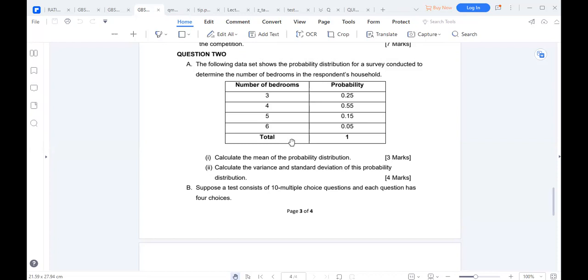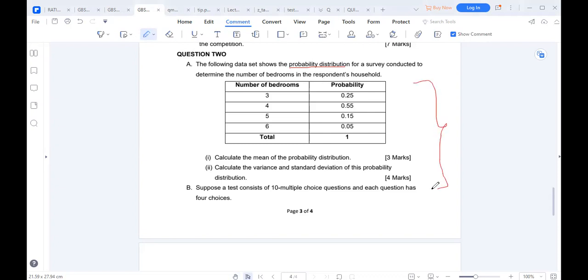And this is the easiest probability distribution, which is called discrete random variable. Using this probability distribution, I'm going to do an example, then I'll ask you to solve this question here. You can see it's carrying about 7 marks.